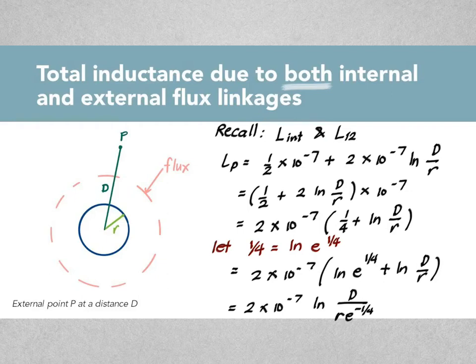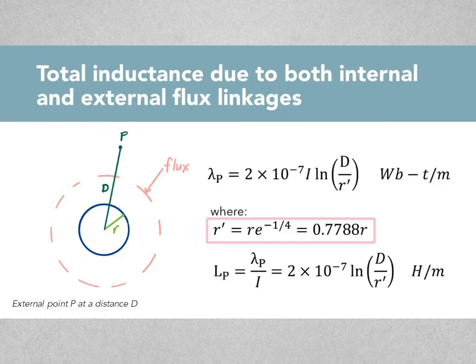Alright. Now, the total inductance becomes 2 times 10 to the negative 7 ln of D over R prime, wherein R prime is R e raised to negative 1/4, or 0.7788 R. So that is for the internal inductance, external inductance, and then the total inductance that is due to both the flux linkages, internal and external.